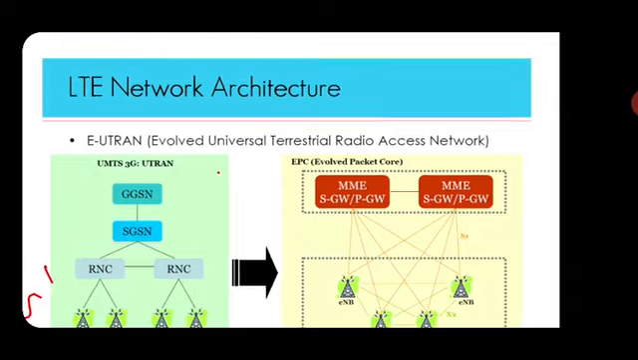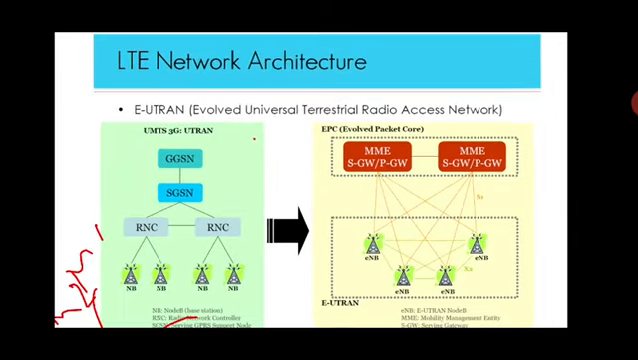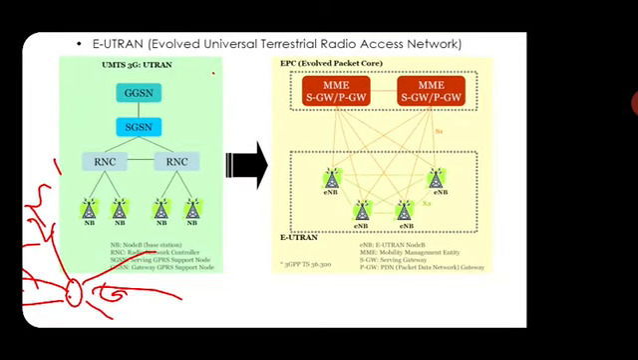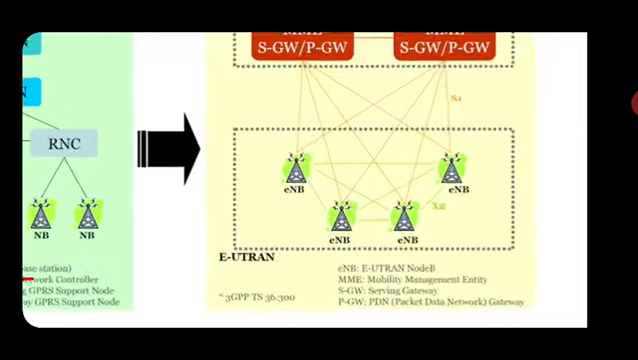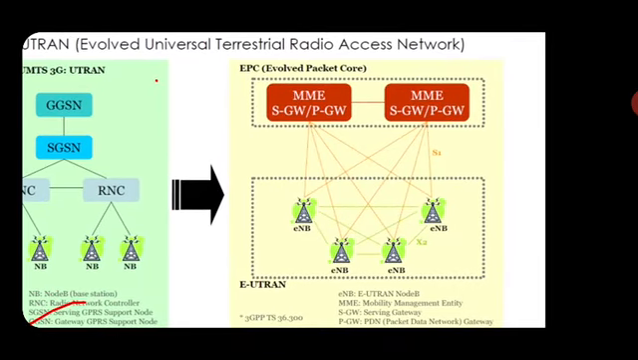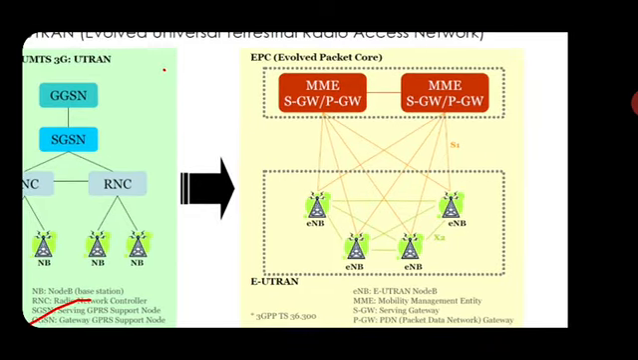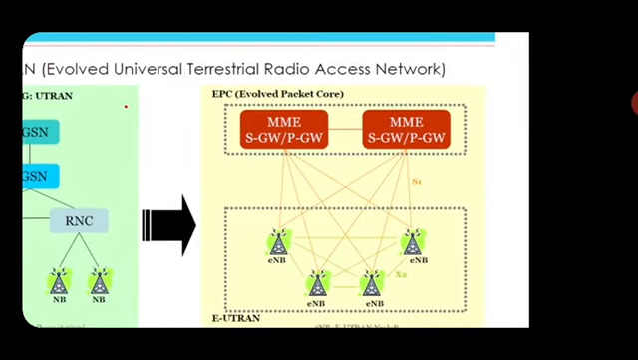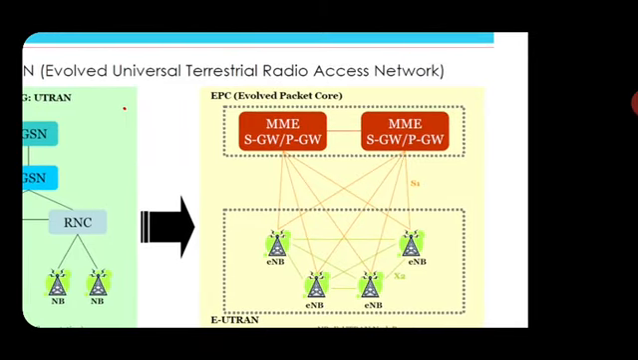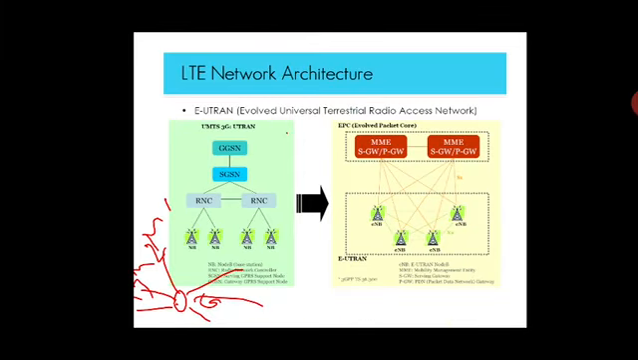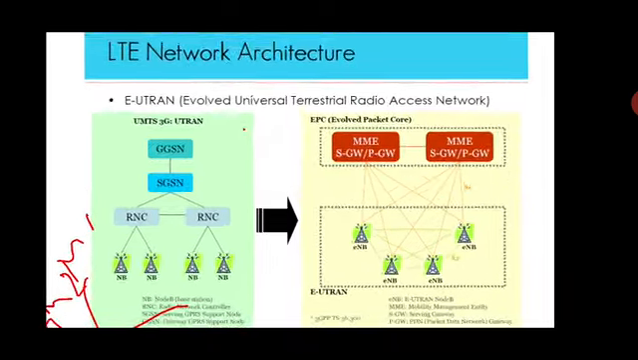I hope you can see. Similarly, now this is my ENB. The ENB will be connected to the SGW or PGW, and in turn it is connected with the mobility management entity. What we call the evolved packet core network. We call it E-UTRAN, that is the evolved universal terrestrial radio access network.